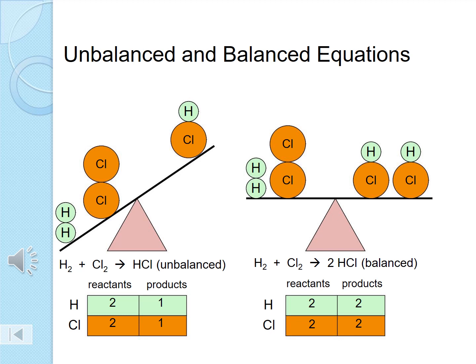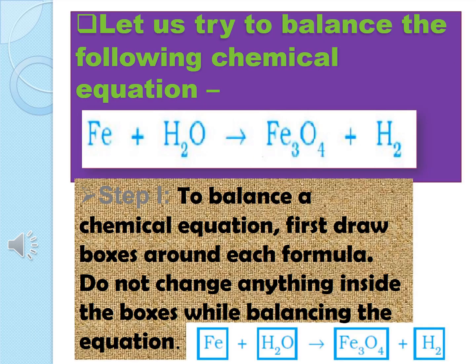Here is a pictorial representation of an unbalanced and a balanced reaction. You can see in the picture, unbalanced means the left hand side is not equal to the other side, and balanced means both sides are equal. For better understanding, here I have taken an example of hydrolysis of iron. The equation is Fe plus H2O, that is water, gives Fe3O4 plus H2.